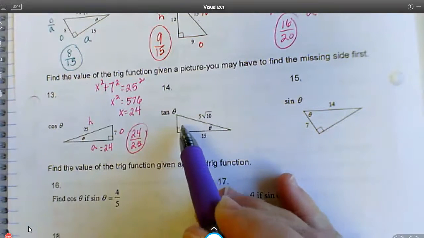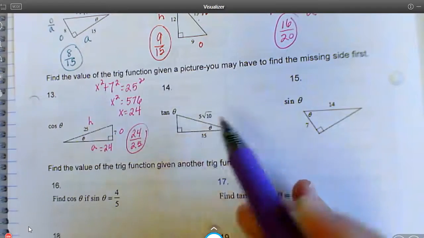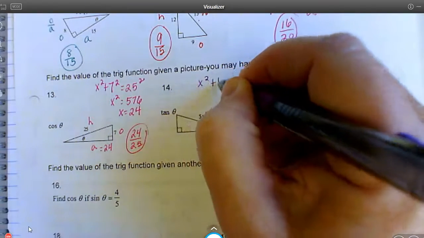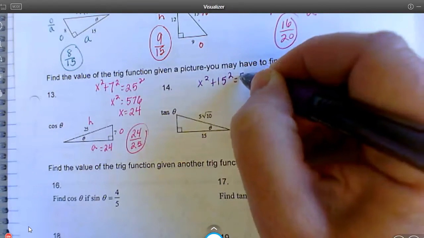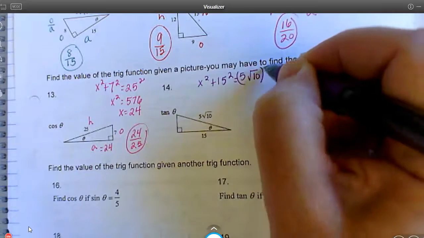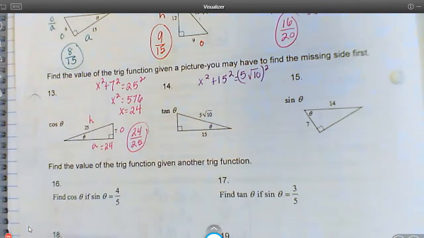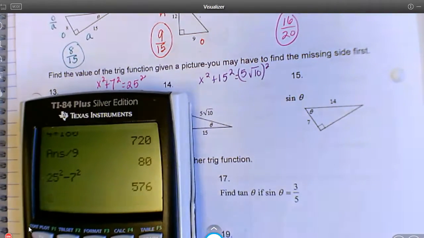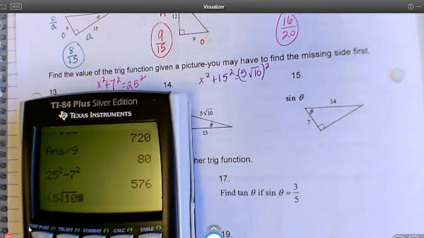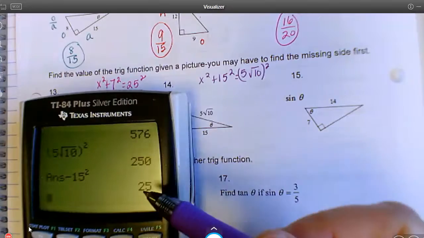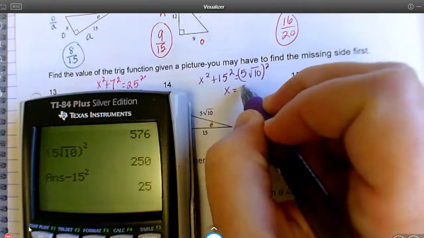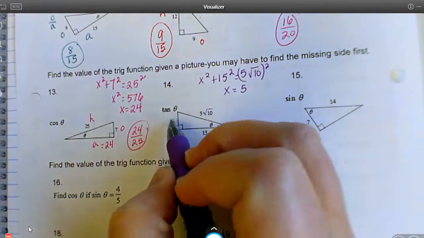Okay, on number 14, first of all, I'm going to find this other side. So we've got x squared plus 15 squared equals 5 square root of 10 squared. Be careful when you put that in the calculator. You do need parentheses around the 5 and the square root of 10. So I like to put a parenthesis at the beginning and then a parenthesis at the end, and then square it. And then you're going to subtract the 15 squared. And then you're going to take the square root of 25. So you get 5 for the missing side.